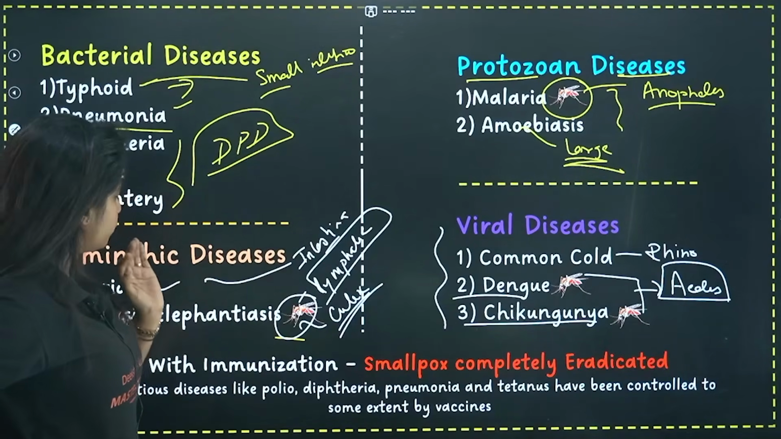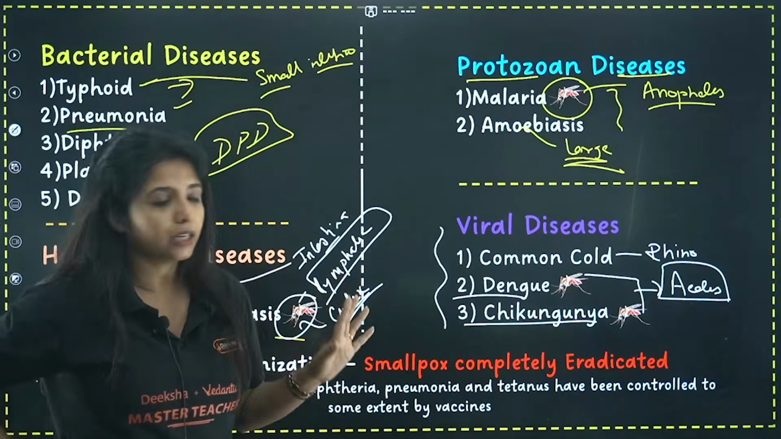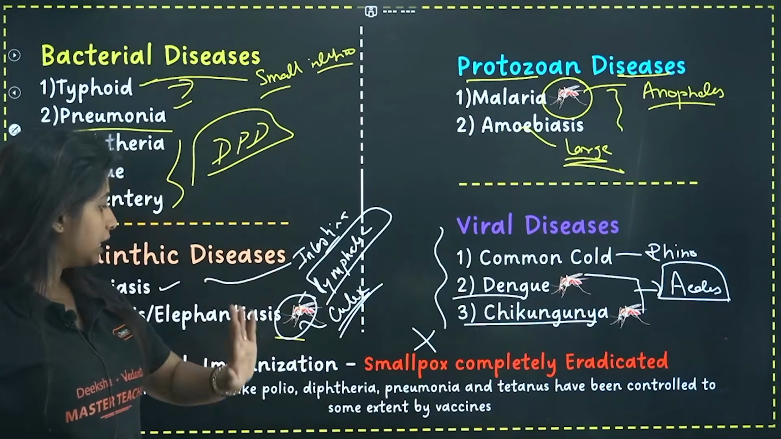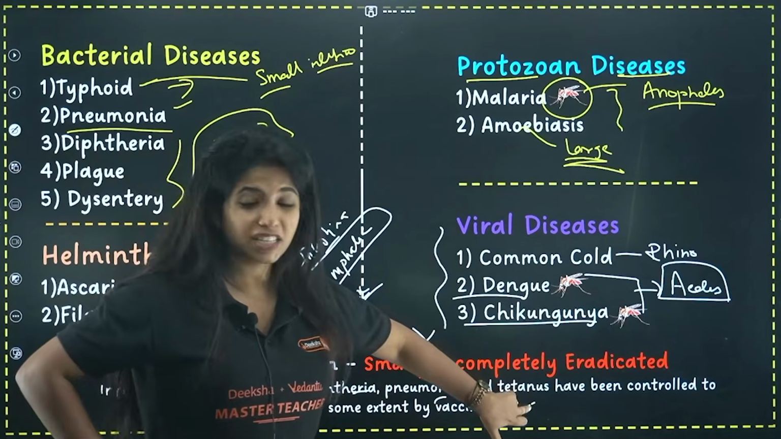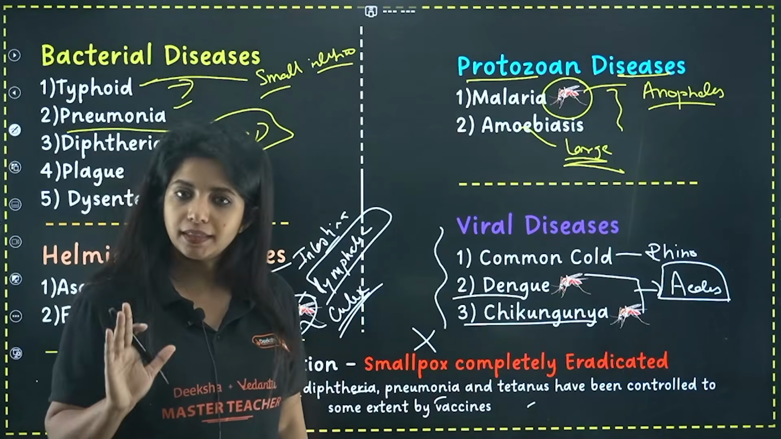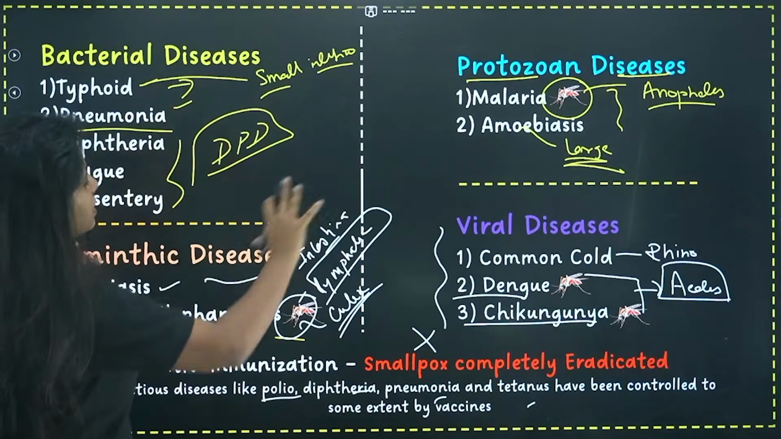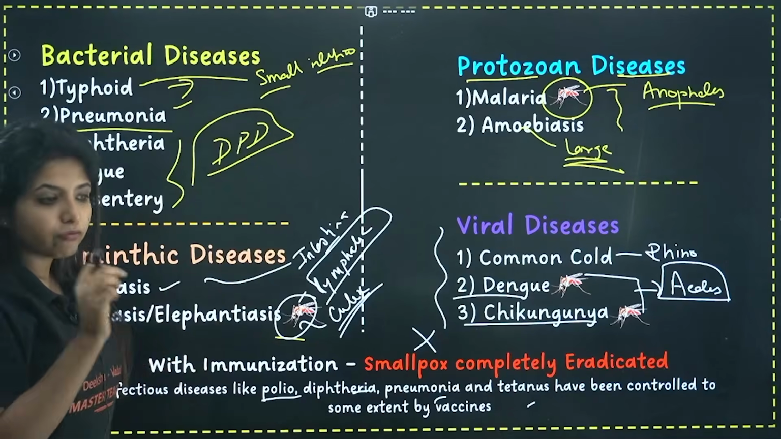Now, one very important information, with immunization, smallpox disease is completely eradicated. Please know that. Okay, it is completely eradicated. Now, there are some diseases like polio, diphtheria, pneumonia, tetanus, which have been controlled to some extent with the help of vaccines. So these things, go through each of them properly.